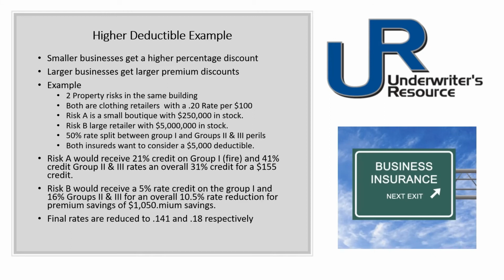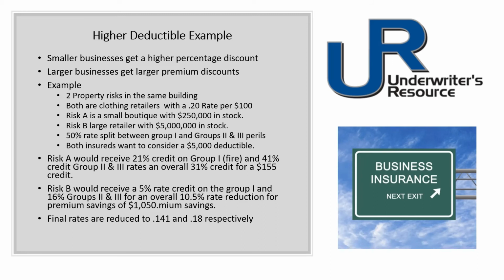The large clothing retailer would receive a 5% rate credit on the Group 1 rates and a 16% credit on the balance of their premium. Their premium would drop from $10,000 to $8,950, which represents a 10.5% premium credit and a premium savings of $1,050.